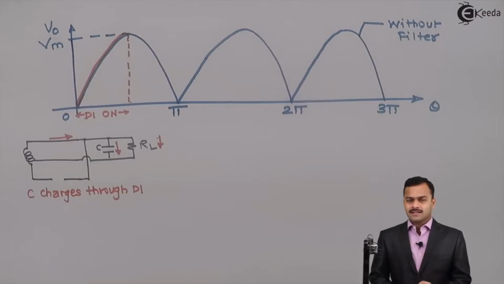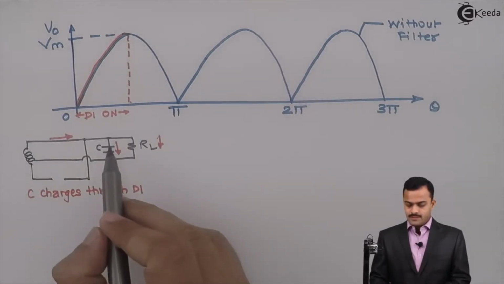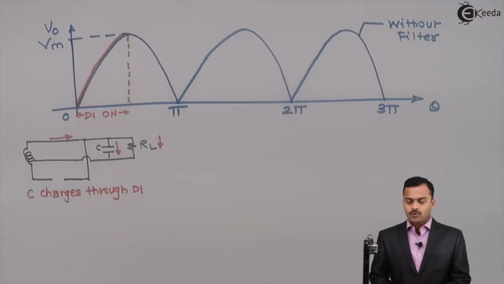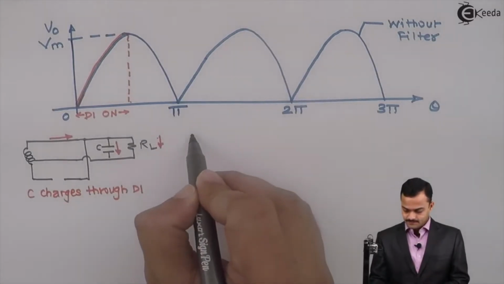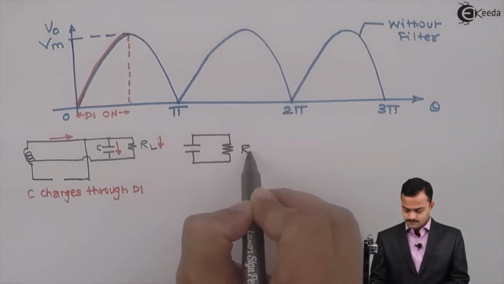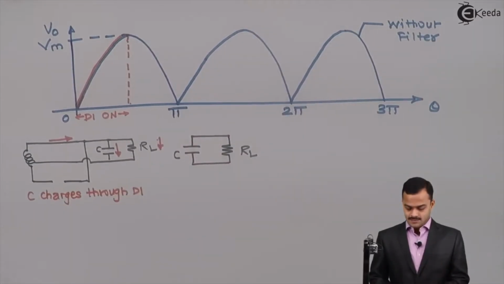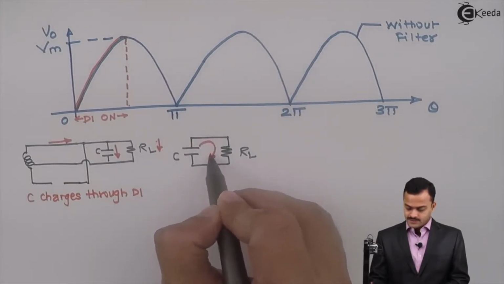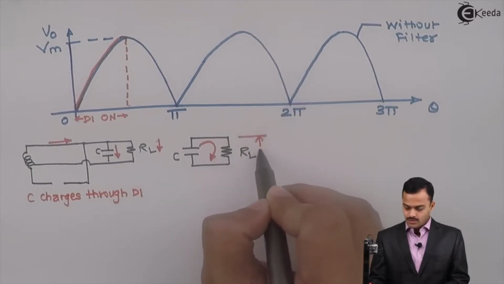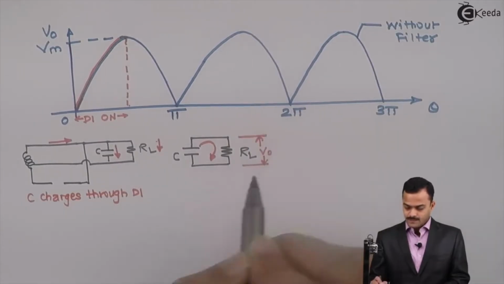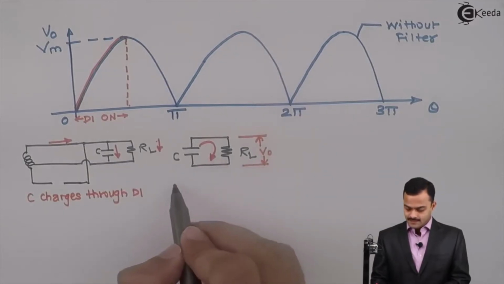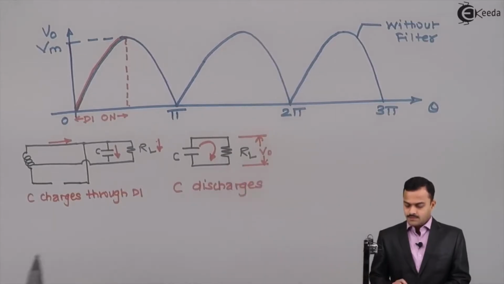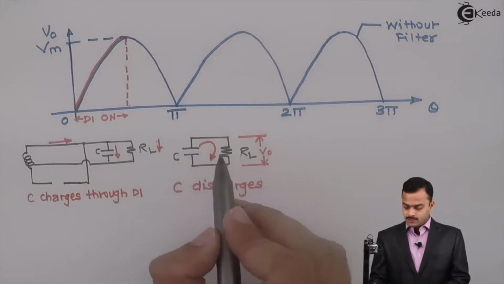Then how the circuit will look like? So when both the diodes are reverse biased, that means both the circuits are open, only circuit left is this. A charged capacitor will give rise to a current to the load resistance in order to maintain a constant output voltage V0. So what happens during this? C discharges. C giving current to the load.